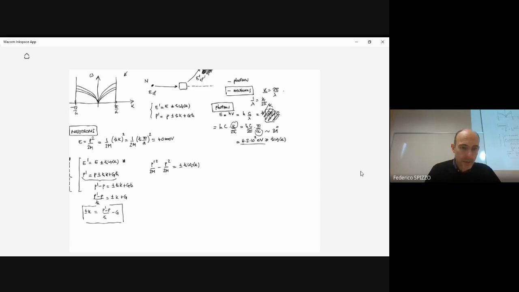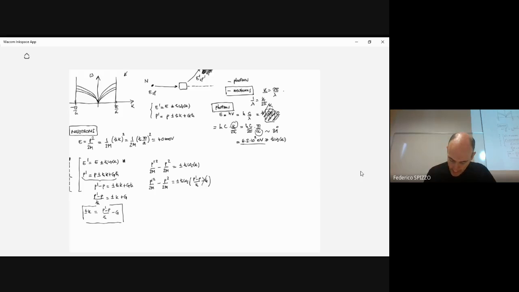So plus k and minus k give exactly the same value of the frequency. If we replace this expression, we have that p prime squared divided by twice the mass minus p squared divided by twice the mass is equal to plus or minus h bar omega s of p prime minus p divided by h bar. Then we should in principle write minus g, but we know that omega is periodical and has the same periodicity of the reciprocal lattice. So due to that, we may also drop the minus g term.